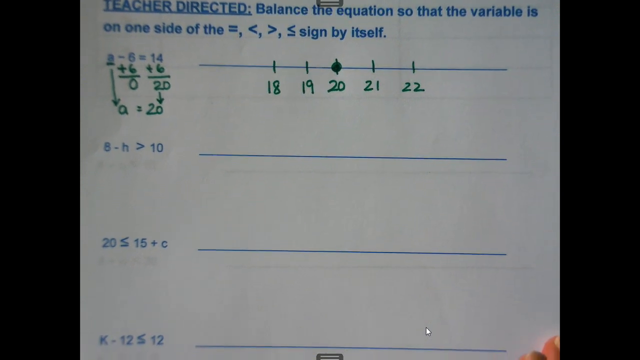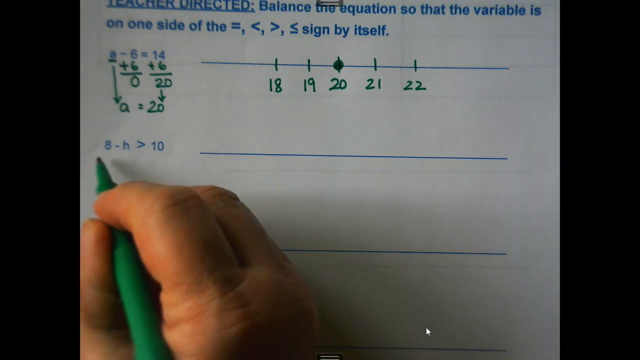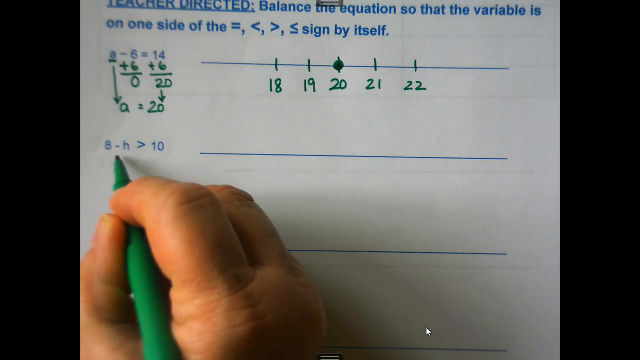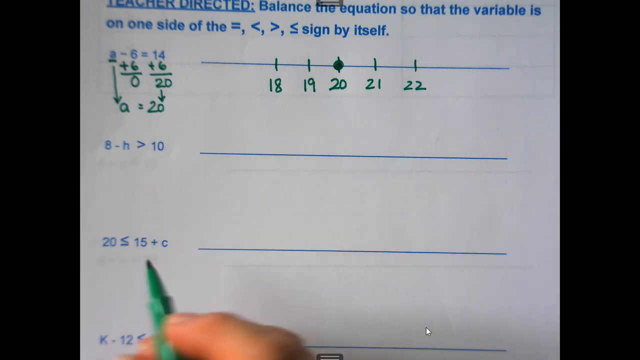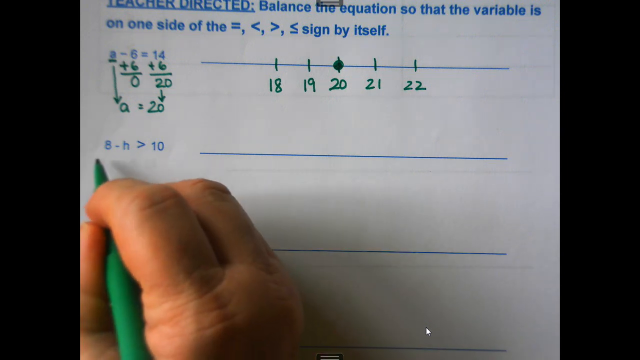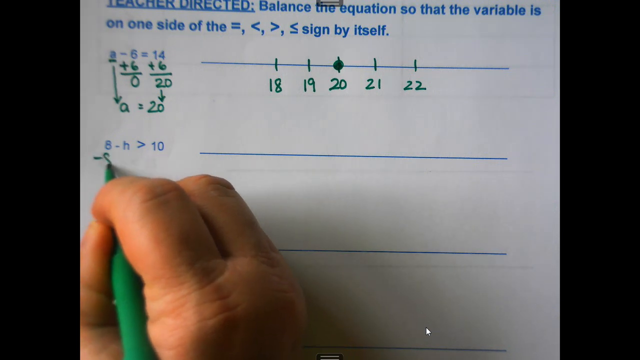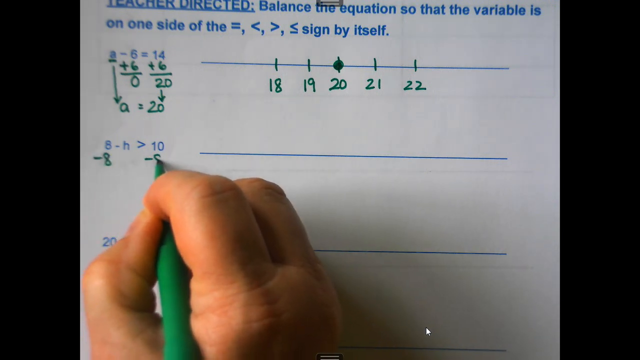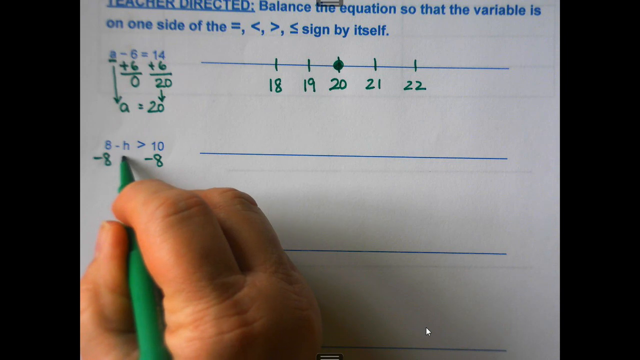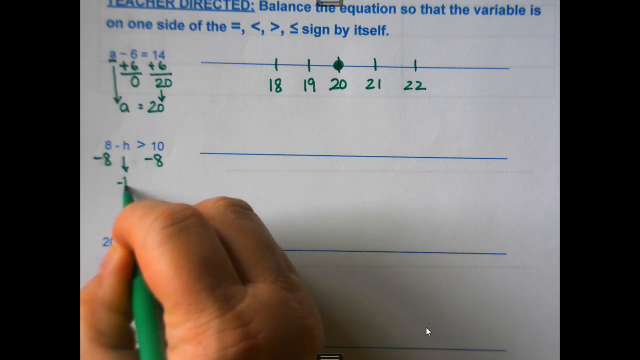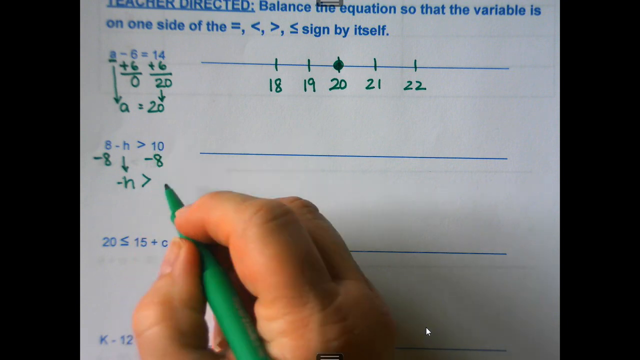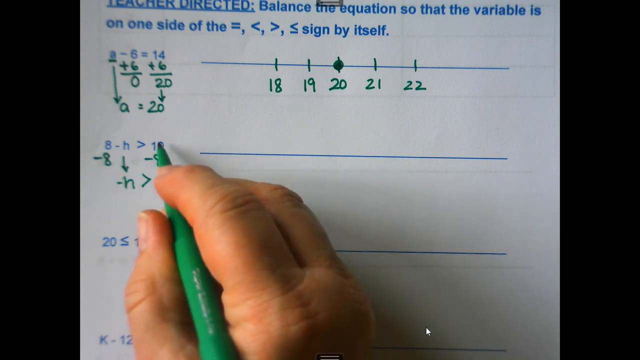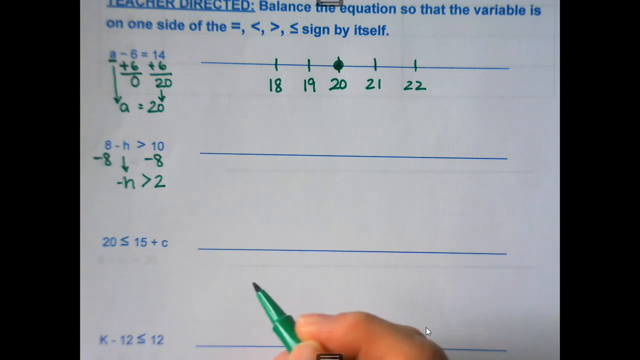This next problem, we have 8 subtract h is greater than 10. And what we're going to do to this one is I'm going to subtract the 8 from both sides. That gives me a negative h. And over here, if I do 10 subtract 8, I end up with 2.